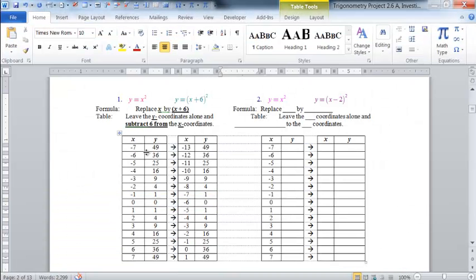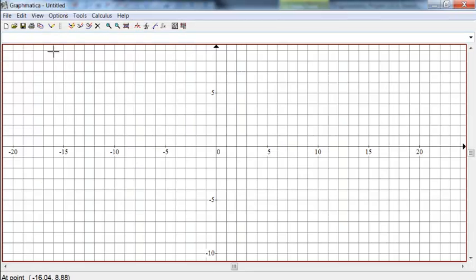So when we get back to this and we want to actually graph it, we want to graph y equals x squared and y equals (x plus 6) squared. And in Graphmatica, you just type in the equation just like you see it. Y equals x squared. Notice we use the little caret just like you do on the calculator for power. And there's y equals x squared.